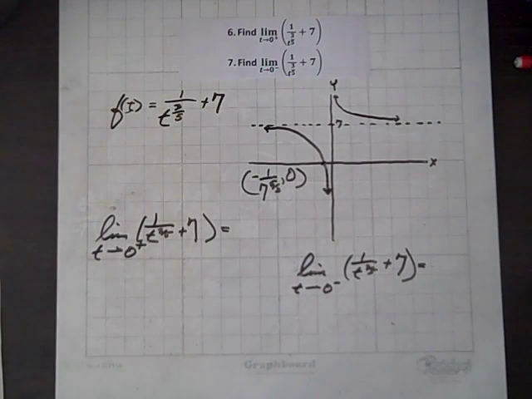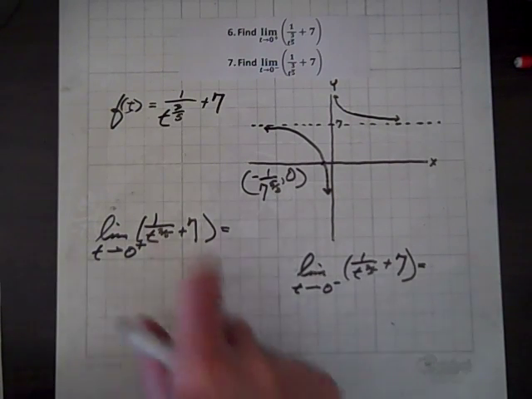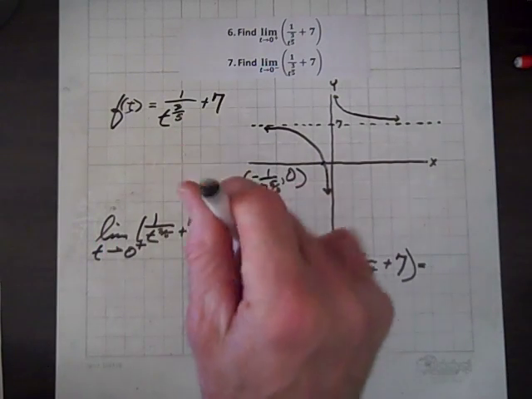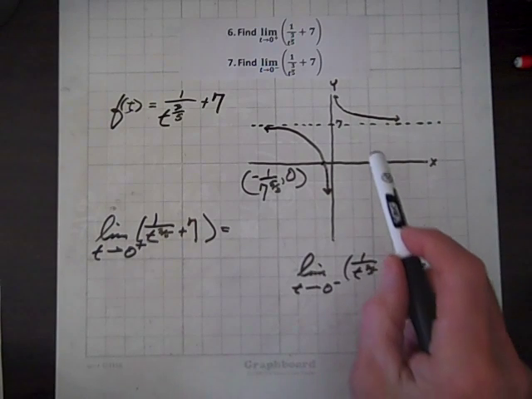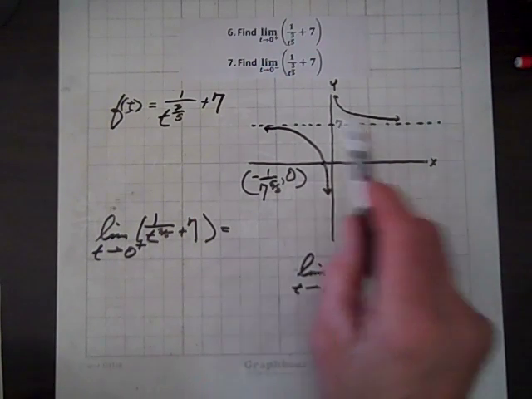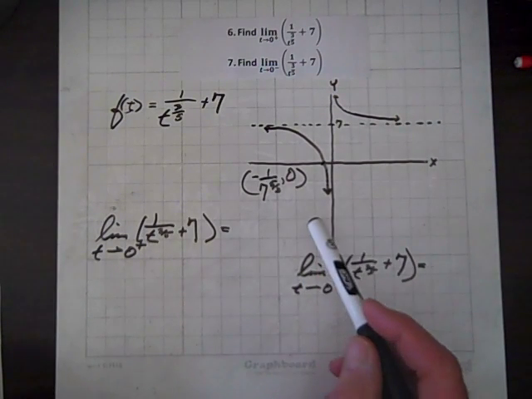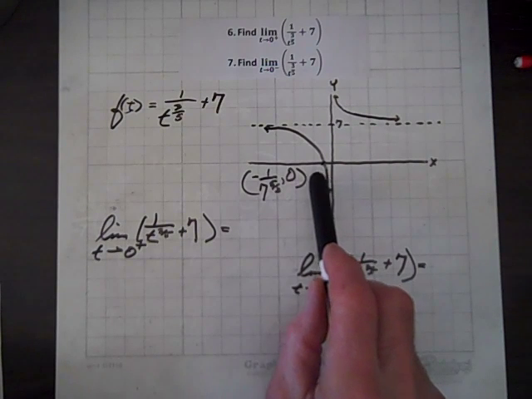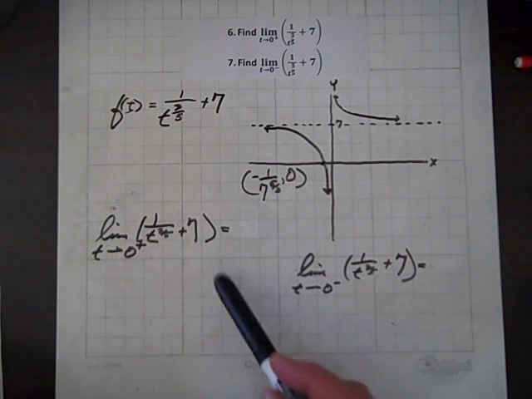And our task now is to find two one-sided limits. And the function we're interested in is f of t equals 1 over t to the 3/5 plus 7. And I've got the graph of the function here. And we've got a horizontal asymptote at 7, vertical asymptote at 0, and a t-intercept at (-1 over 7 to the 5/3, 0).